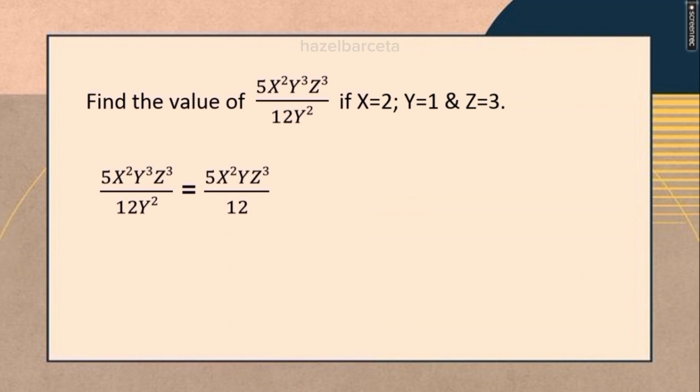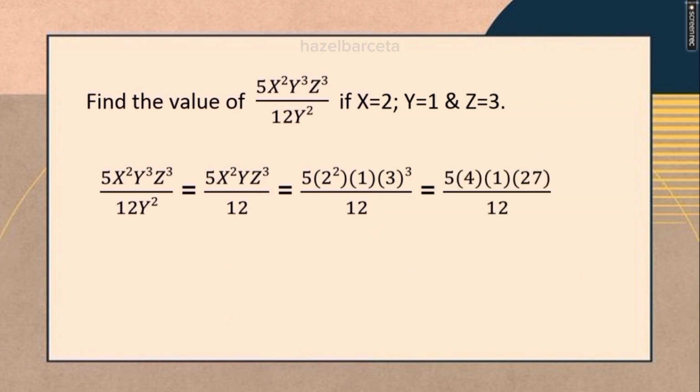Copy c cubed. Then, substitute 5 over 12 times what is x? 2 raised to 2 times y, which is equal to 1, and c, which is equal to 3 raised to 3. Okay? Then, so, compute na po natin. 2 squared is equal to 4. Copy 1, 3 cube, 3 times 3 is 9, times 3 is 27. Medyo mataas na po para oral.